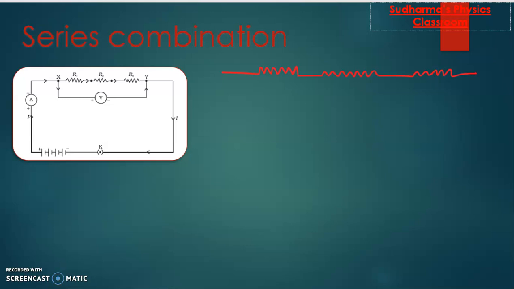We have 3 resistors connected in series, and that is connected with a battery of potential difference V, and we can see an ammeter connected here. The ammeter measures the current, and a current of I amperes flows through the circuit. You can see a voltmeter connected across the combination R1, R2 and R3. So what is going to be the total resistance of the circuit? That is our main discussion today.